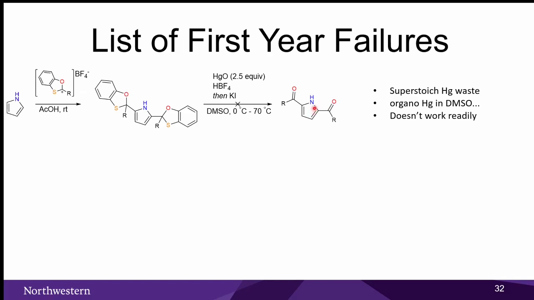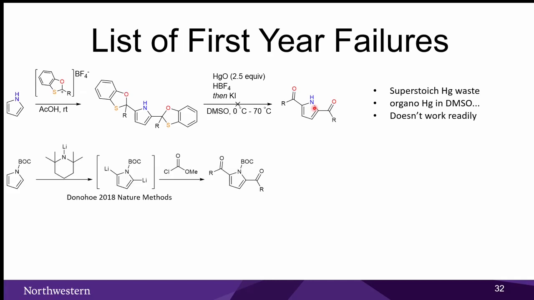I think I did this once or twice and then realized I was generating super stoichiometric mercury waste, and I was making organomercury intermediates in DMSO, and it didn't really work. And I think I literally just took the flask and dropped it into a waste bin and said, not getting cancer is worth more than making this ligand.